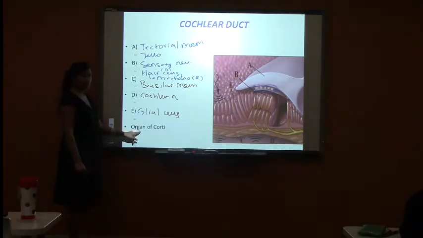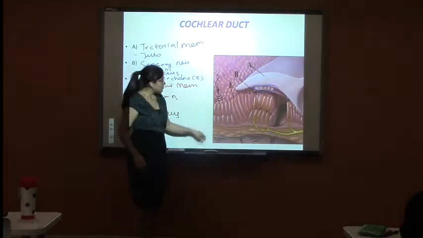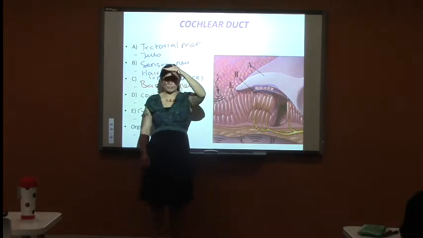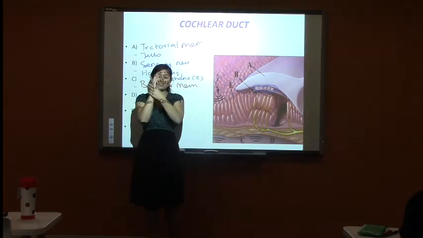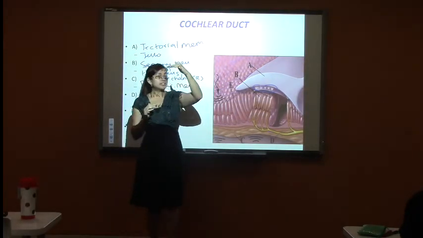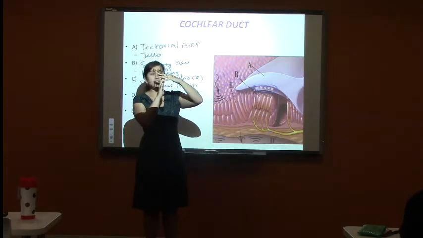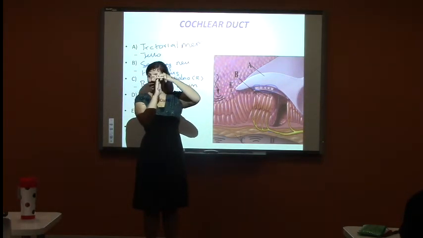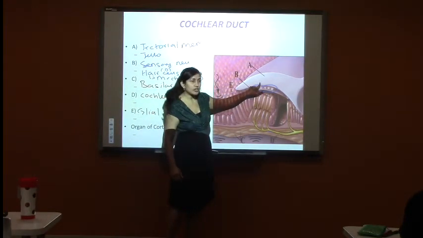Now, organ of Corti. Remember I said the cochlear duct contains the organ of Corti? What two structures make up the organ of Corti? If you look right here, here is the tectorial membrane. Here is the sensory neuron. My fingers would be the hair cells. My palm is a cell body, and then the axons. Okay? Here's the tectorial membrane.